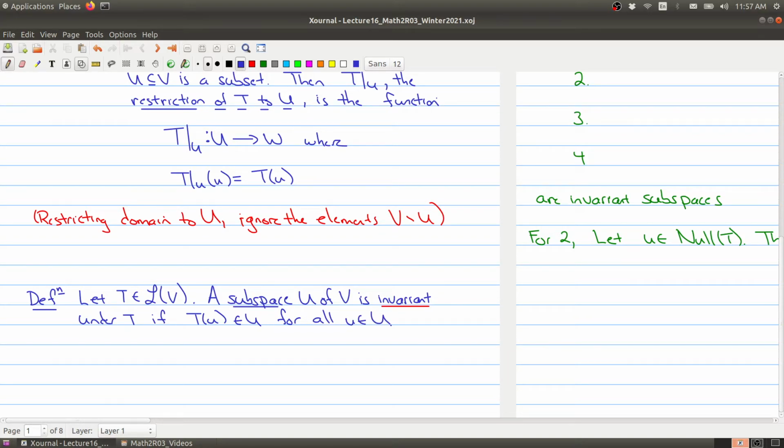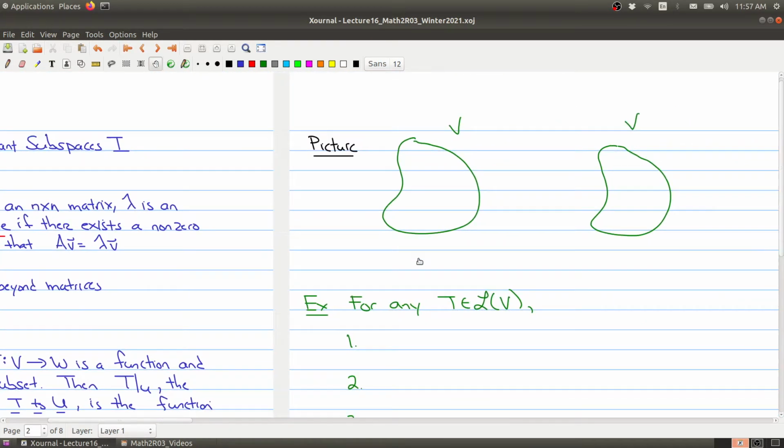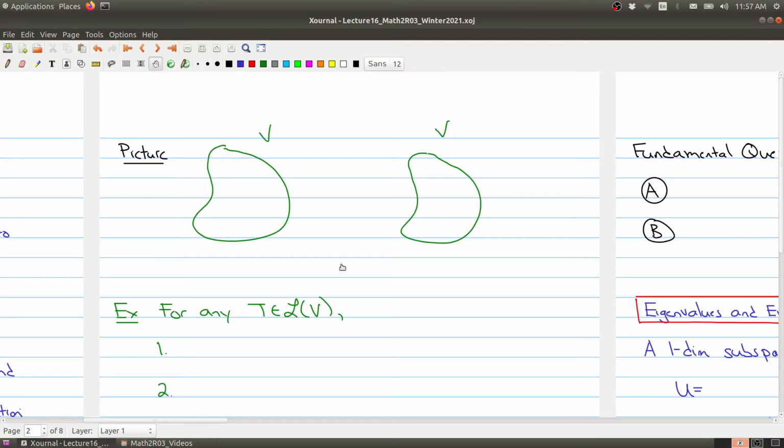Now, it takes a second to parse what this definition is. So let me maybe draw a picture of what's happening, and that might help you understand what it means for a subspace to be invariant. So we have the vector space V, and we have the same vector space over here on the other side.